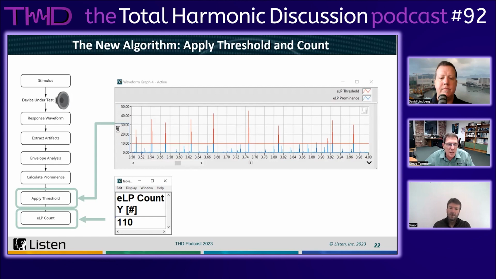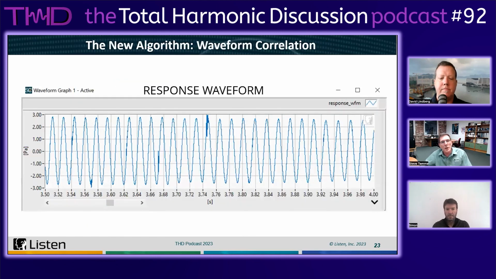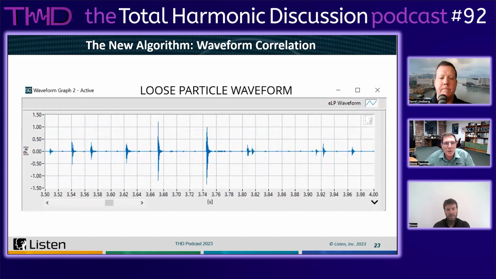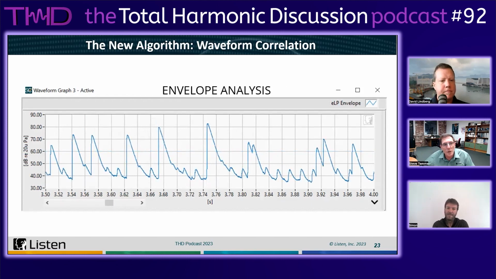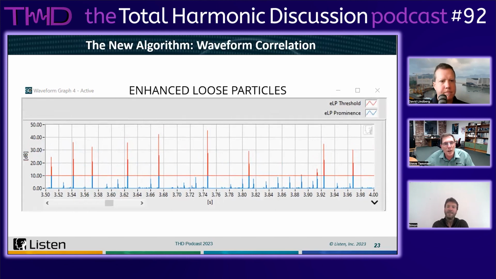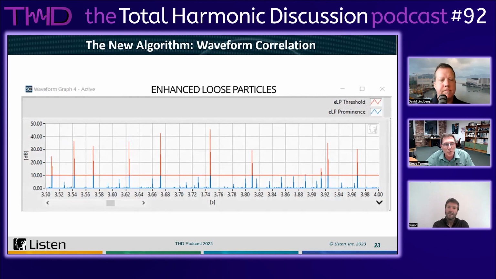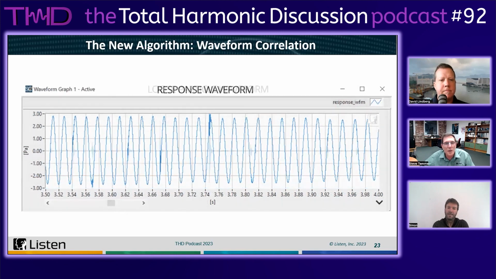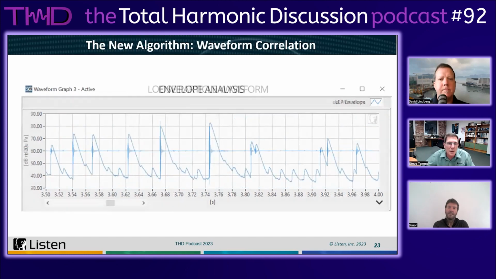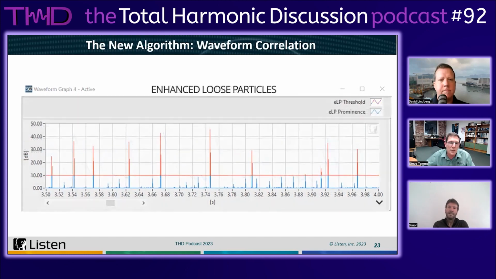Just to repeat, we have the recorded response waveform. We notch out the fundamental. We get what we call the loose particle waveform, which we can play back, listen to and correlate. And it's not just going to be loose particles; you can also hear distortion, which is pretty entertaining if you listen to rub and buzz this way. Then we take the envelope, and then we take the prominence. If I just let this cycle, you can see very clearly with your eye how the spikes show up and get filtered, essentially, and we end up with the prominence.